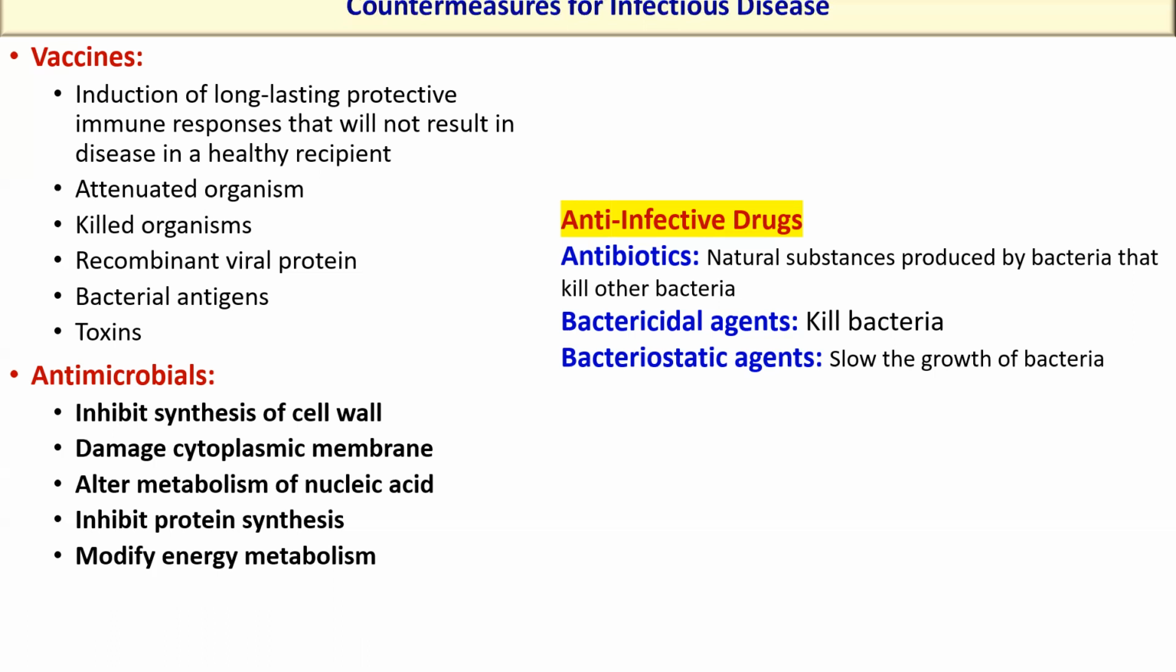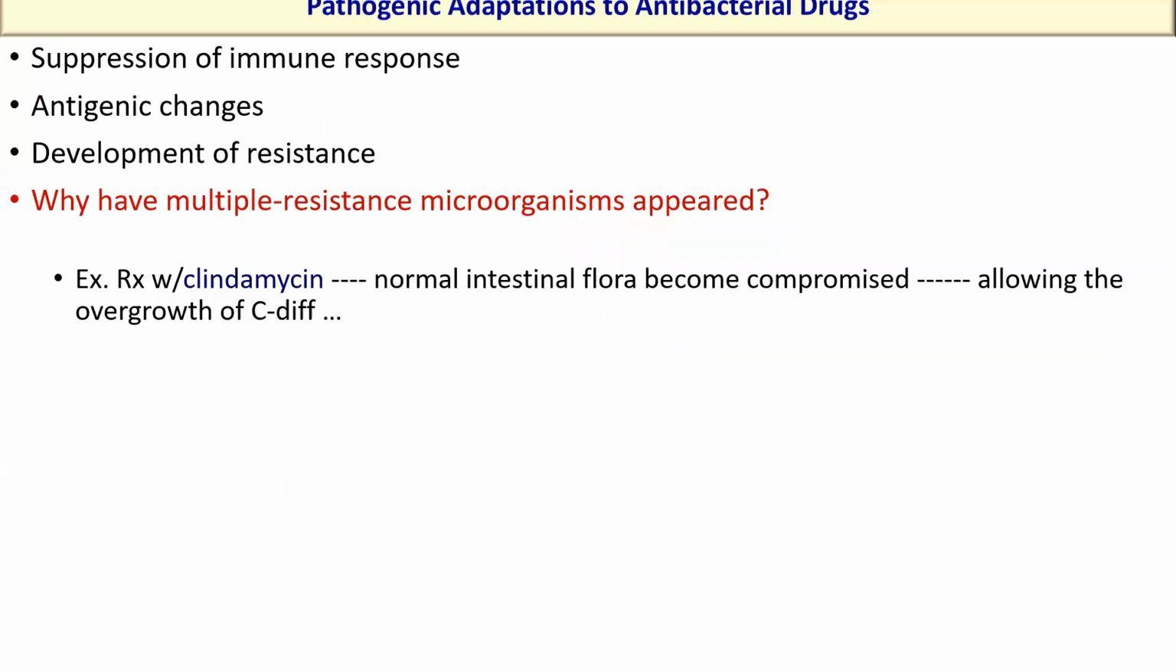So the 5 specific mechanisms of how the antimicrobials, anti-infectives or antibiotics are going to destroy the bacteria and treat the infections are: to inhibit synthesis of the cell wall, or damage the cytoplasm membrane, or alter the metabolism of nucleic acid, or inhibit protein synthesis, or modify energy metabolism.